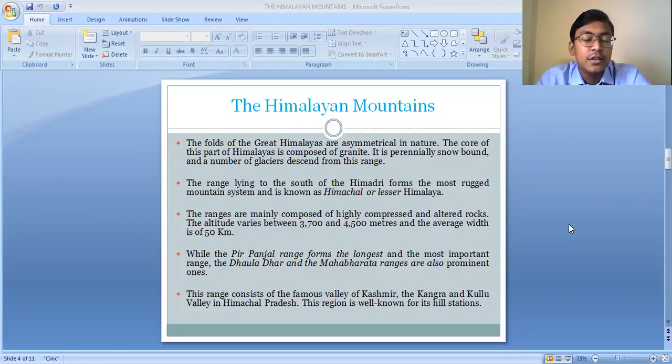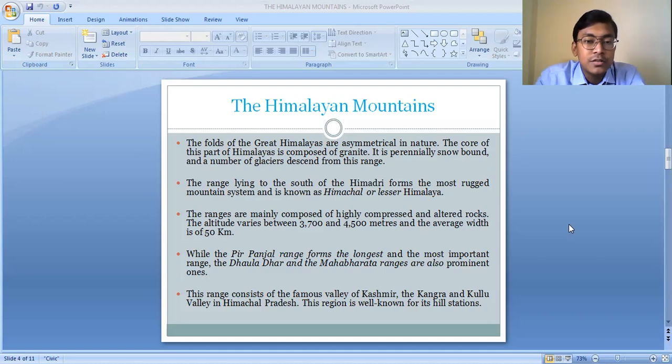As I said, some of the glaciers which have formed in this part of the Greater Himalayas include the Siachen Glacier, which is one of the famous glaciers and one of the most important glaciers for India, because the army is deployed here to protect our country.